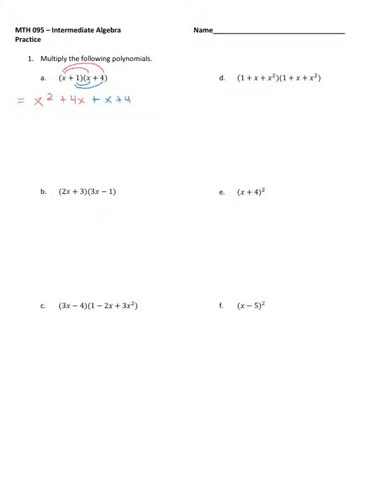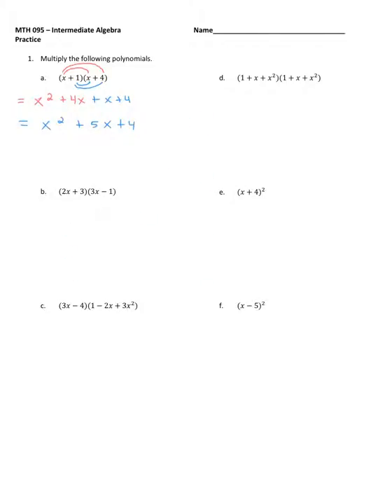The last thing to do is to combine all like terms to get our final answer, and that is x squared plus 5x plus 4. So this is going to be the same idea for the remaining parts in this practice.